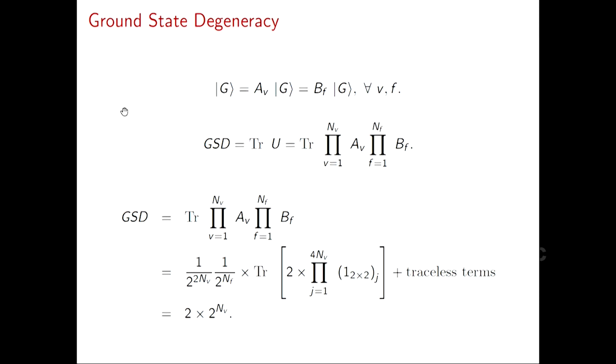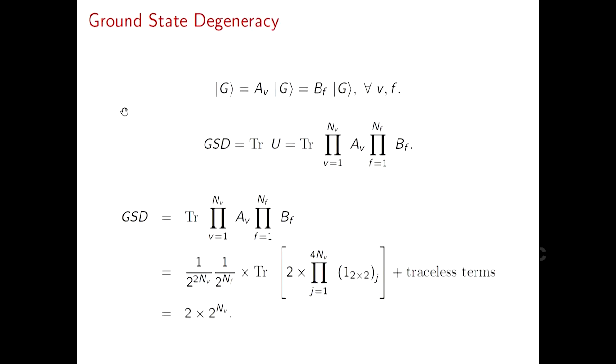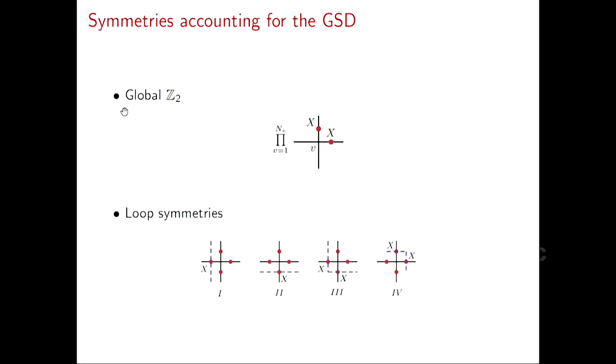The first global factor of 2 is going to come from a global symmetry. There's a global symmetry operator, and for every state I construct, I can always construct another state, and these form two different superselection sectors because they are separated by an infinite energy barrier. However, the other factor of 2 to the power NV arises from some kind of loop operators. And these loop operators are going to be constructed out of these 4 configurations.